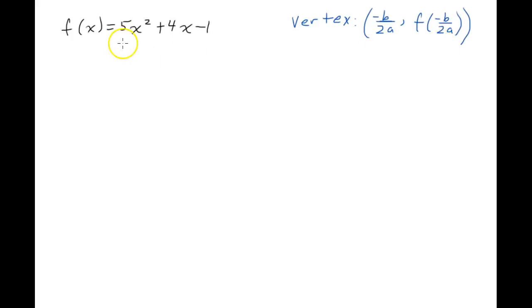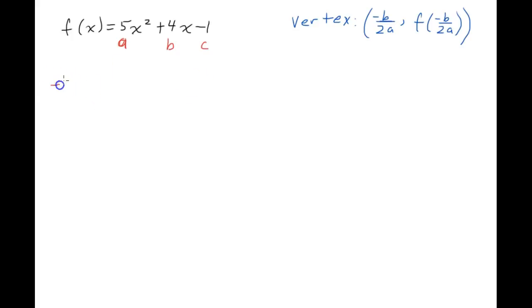The a and b are 5 and 4. So that's ax squared plus bx plus c. So 5 is a and 4 is b. C is negative 1. That's not used in this vertex formula, but just because you might be familiar with that. All right, let's evaluate this then.